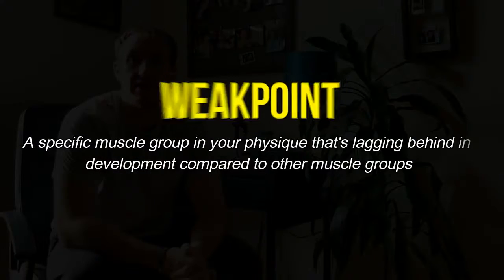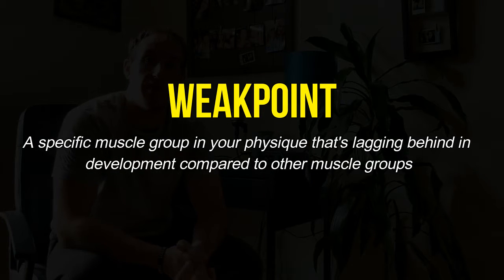So first, I'd like to define what a weak point is. A weak point is a specific muscle group that's lagging behind in development compared to other muscle groups in your body. And this can be caused by a combination of genetic differences, bad exercise technique, bad exercise form, or even bad exercise selection. So the idea behind weak point training is to specifically emphasize that weak point.